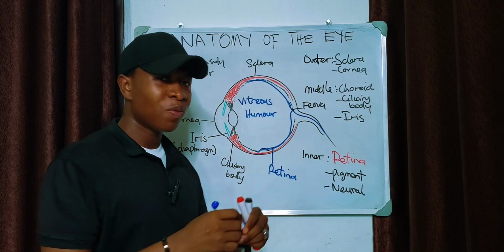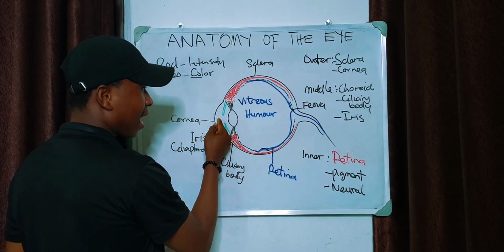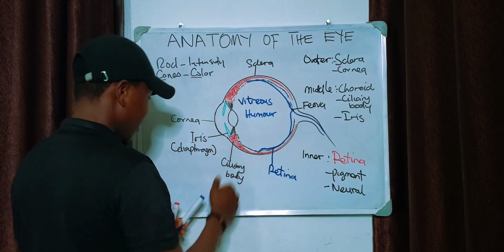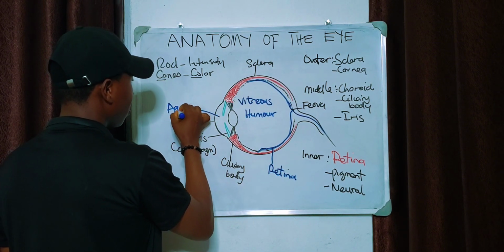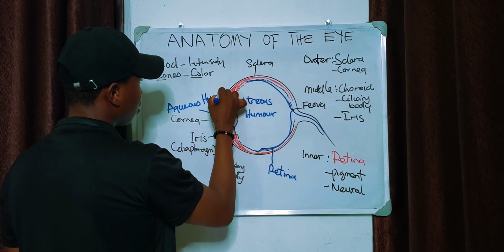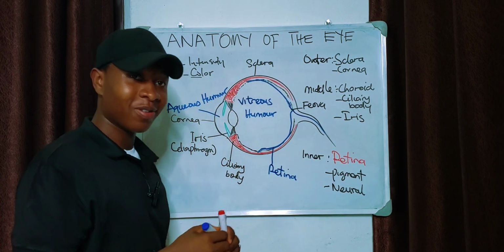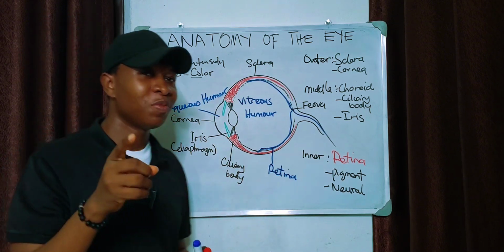And this is basically made up of water and electrolytes. Now, the fluid that sits at the anterior part is called the aqueous humor. Okay, now this is just an overview of the anatomy of the eye.